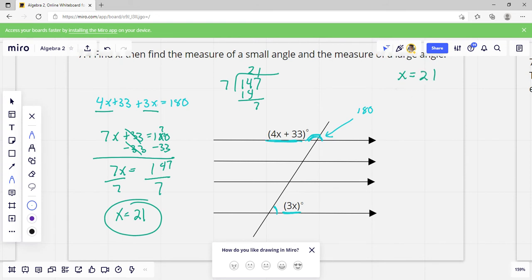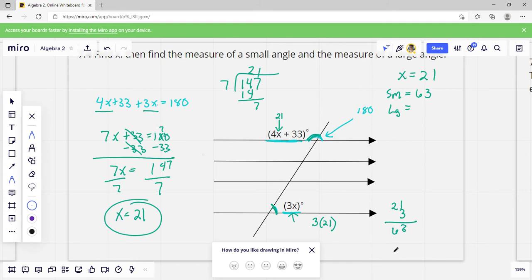Then we need a small angle and a large angle. Okay, so for our small angle, if we know that x equals 21, that would be down here. Our small angle is 3 times x, so that would be 3 times 21. So we just multiply that out, and we get 63 is our small angle. Now, for this one, we could put our 21 right where that x is, or we could just say 180 minus 63. We'll do it both ways.